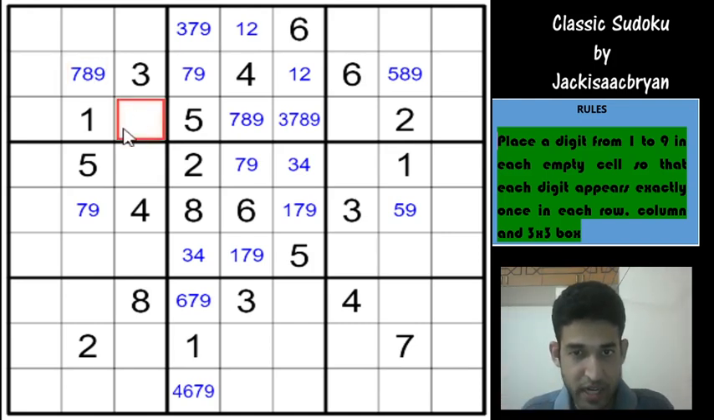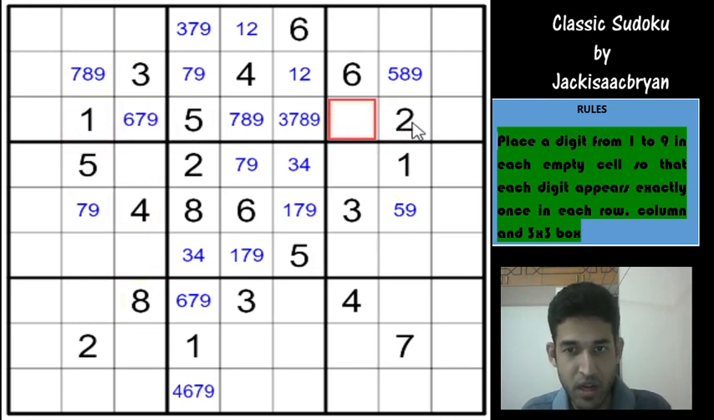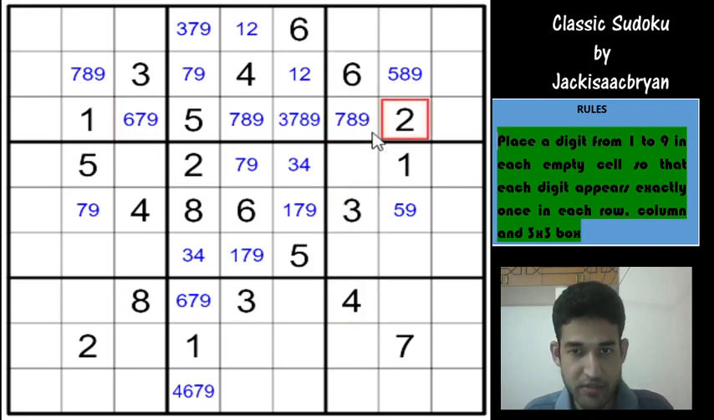And now let's try to look at cells which have 3 candidates. 1, 3, 2, 5, 4, 8. So that has to be 6, 7, 9. 1, 2, 3, 4, 5, 6. So that has to be 7, 8, 9. You can't have anything else here.